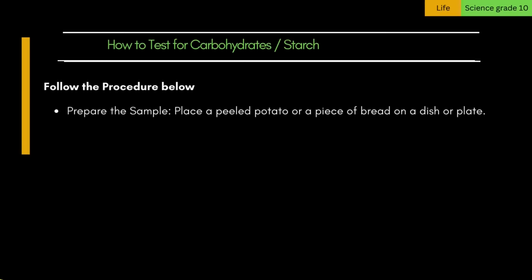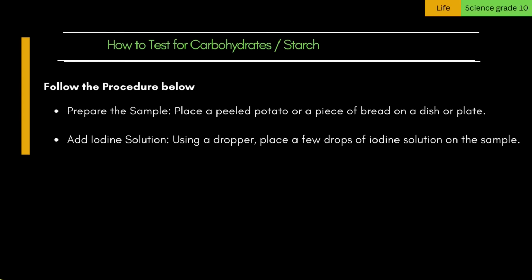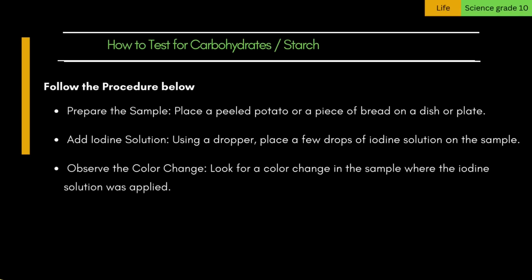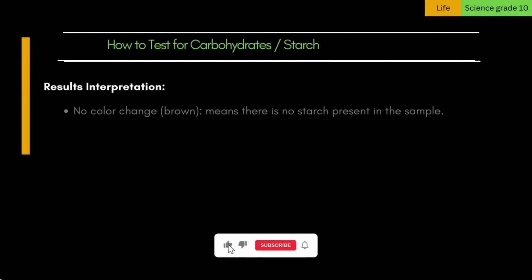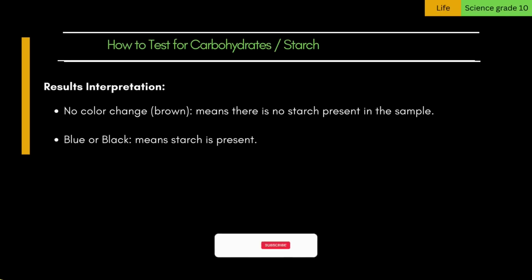1. Prepare the sample, place a peeled potato or a piece of bread on a dish or plate. 2. Add iodine solution. Using a dropper, place a few drops of iodine solution on the sample. 3. Observe the color change. Look for a color change in the sample where the iodine solution was applied. Results interpretation. No color change. Brown means there is no starch present in the sample. Blue or black means starch is present.